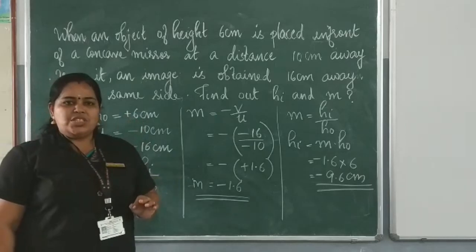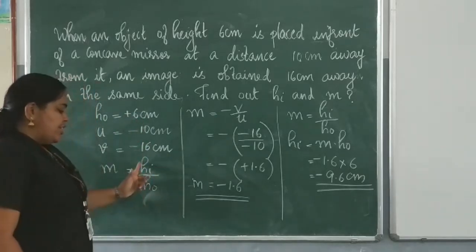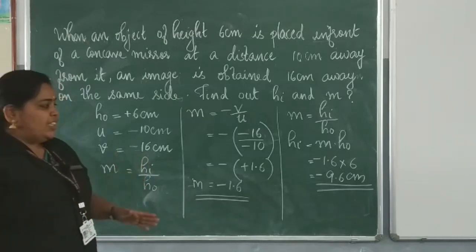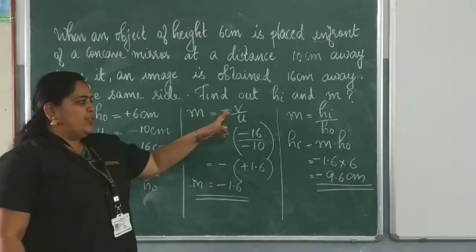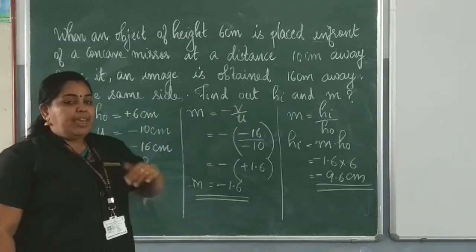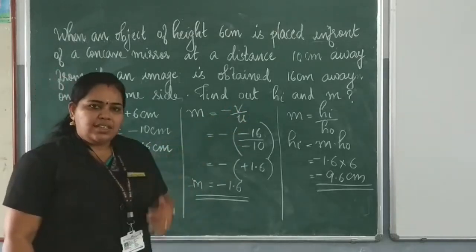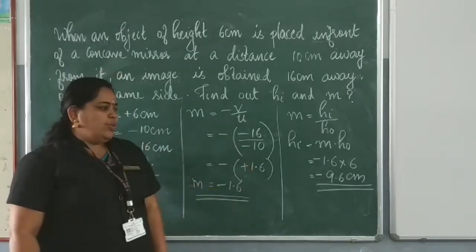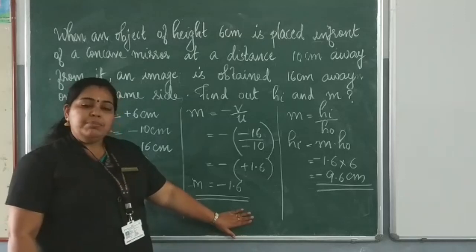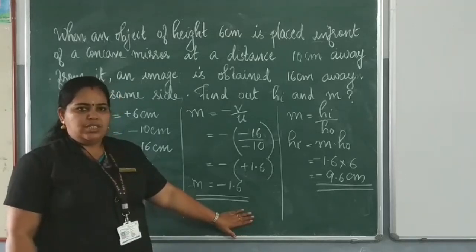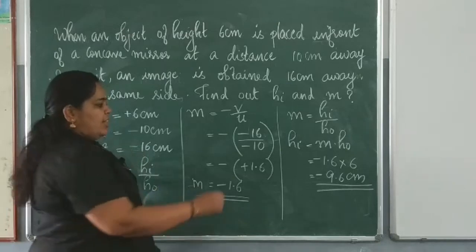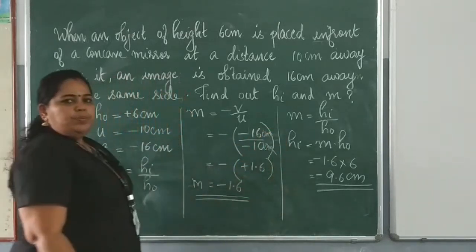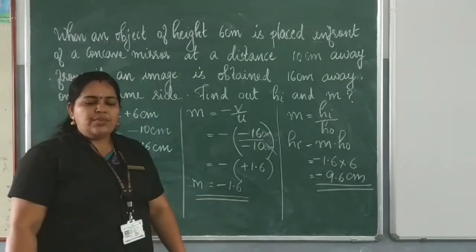While doing magnification, there are two formulas. M is equal to h_i by h_o: if both the values are given, you can use this formula. Otherwise, there is another formula, m is equal to minus v by u. So depending on which values are given, we can select the formula. Always remember, magnification does not have a unit. Why does it not have a unit? Because here minus 16 centimeter and here 10 centimeter, the units will cancel. That is the reason why it does not have a unit.